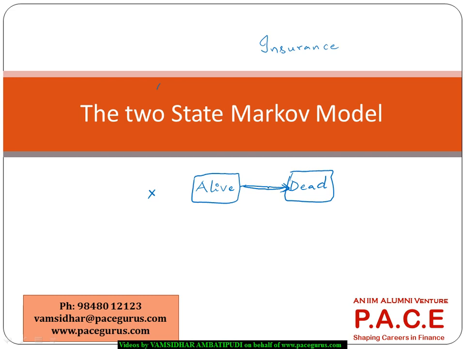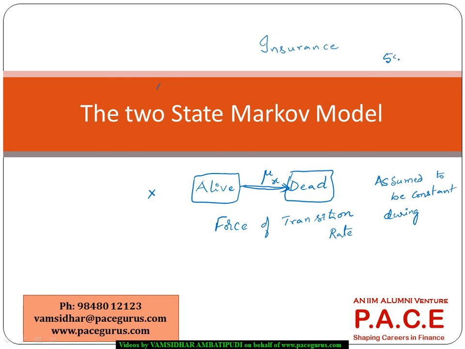Assuming X is the age of the person, at some particular point in time there is a transition to a death state, and here we'll define the force of transition, or the transition rate, which we denote by mu x. Generally, this mu x is assumed to be constant during a 1 year period. So whether the person is aged 55.5 or 55.7 or whatever, it is assumed to be constant during a 1 year period.